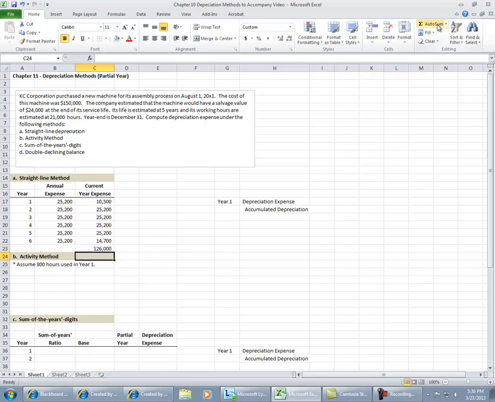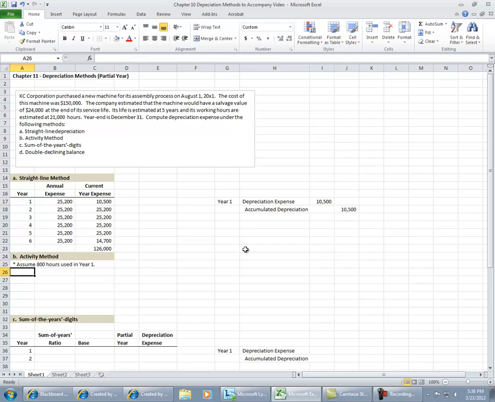If I totaled that column, I'll come back to $126,000, which is the original cost minus the salvage value. So I would have had accumulated depreciation of $126,000 after the end of 5 years, and that subtracted from my $150,000 would give me my salvage value. So I would have wanted to depreciate only to the salvage value. So my entry for year 1 would be the $10,500.